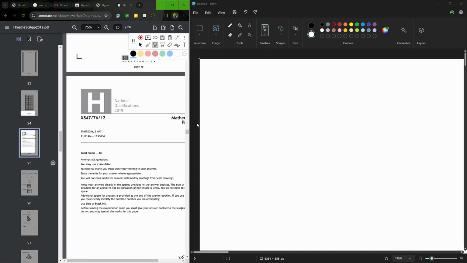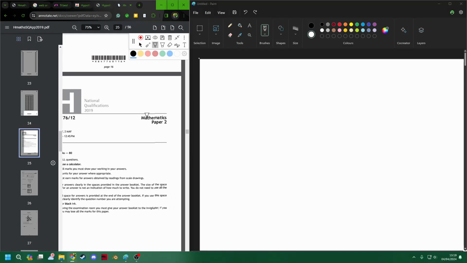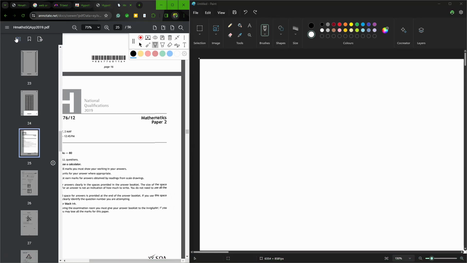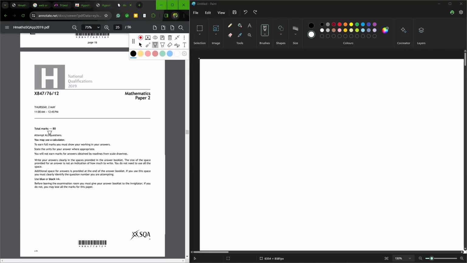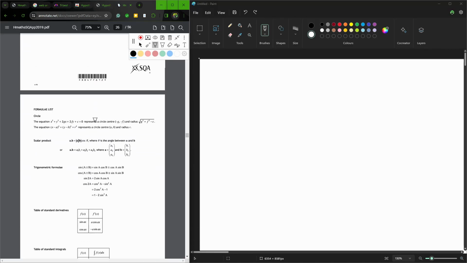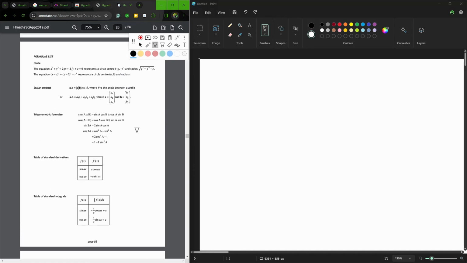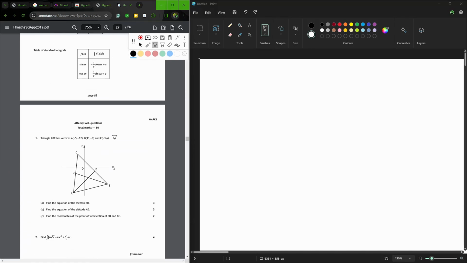We're going to be doing some maths, I hope, and we're going to be doing Mathematics Paper 2 of 2019, for SQA. Let's get cracking into it. 80 marks, so it's going to be a long haul, I'm afraid. So there's your formula sheet. Make sure to go back there if you're ever in need of inspiration.